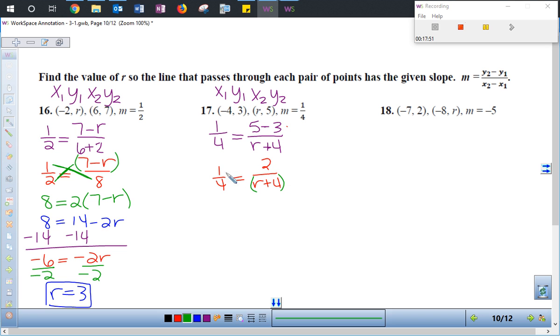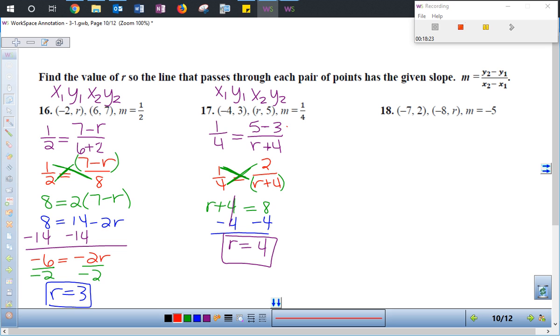Now here's what's really cool. I have a 1 in the numerator over here, and when I cross multiply, 1 times anything is just itself. So I don't really need to take 1 times the quantity of r plus 4, because I'm just going to be left with r plus 4. And that's going to be equal to 4 times 2, which is 8. Now to solve, we're going to subtract 4 from each side. R plus 4 minus 4 cancels out and leaves me with r equals 8 minus 4 is 4.